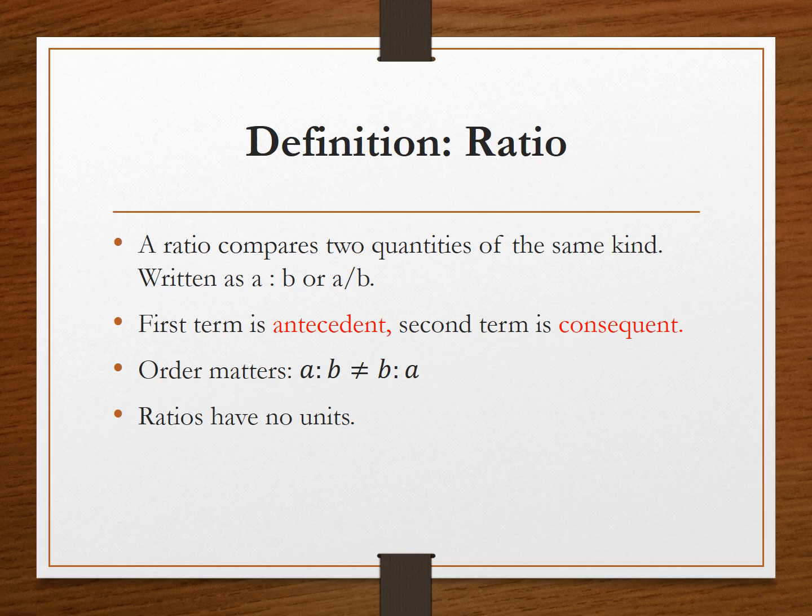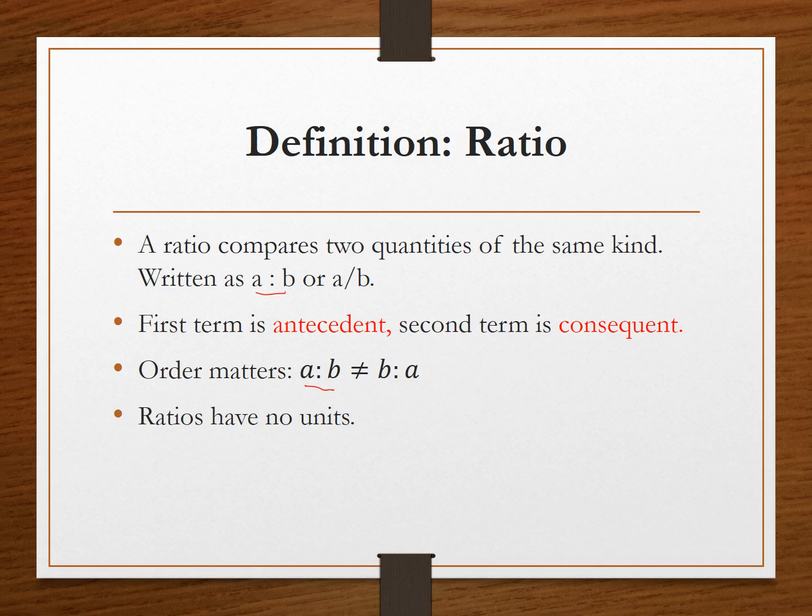What is ratio? A ratio compares two quantities of the same kind. Ratio can be written as A ratio B. We can also write ratio in fraction as A over B. Here A is the first term and B is the second term. First term is called antecedent and the second term is called consequent. In ratio, order matters, as A ratio B is not equal to B ratio A.